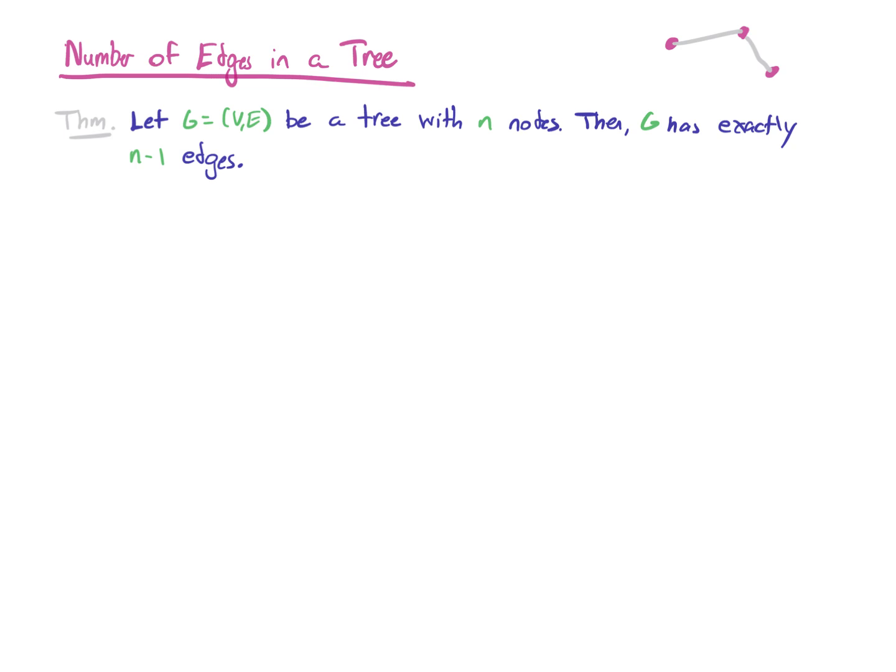So how do we prove this? We're actually going to use induction, and we are going to use the previous result about every tree having a leaf as well. So here's the beginning of our proof.